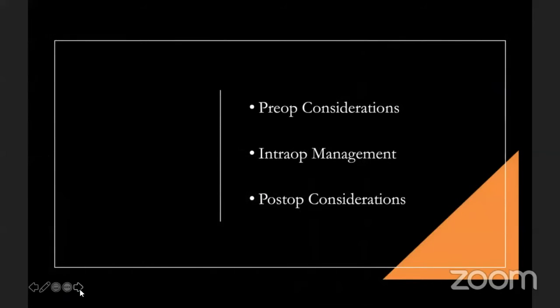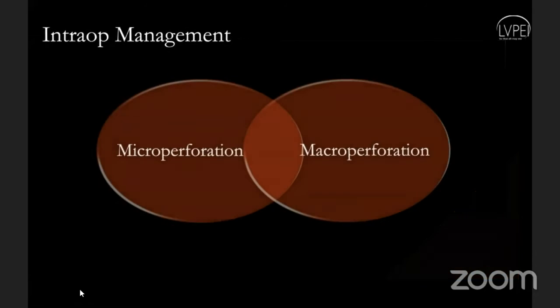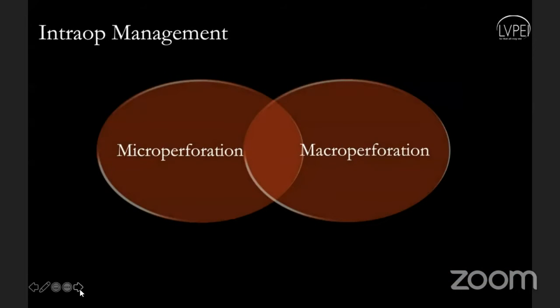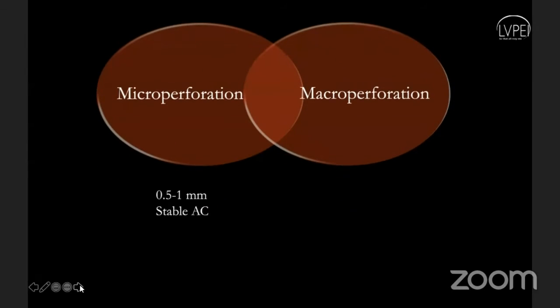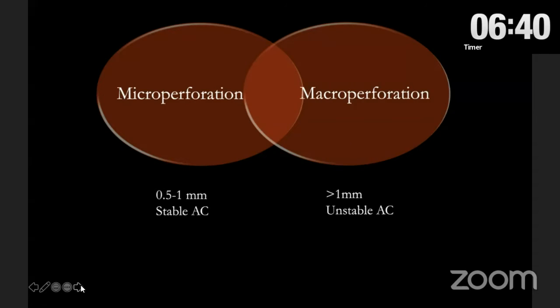Now, before we discuss the management of such perforations, let us have a brief look at the types of perforations that can occur. Microperforations are those that measure around 0.5 to 1 millimeter and are associated with a very stable anterior chamber, whereas macroperforations are larger than 1 millimeter and have an unstable anterior chamber. Usually, unless the microperforation extends, in all these cases the DALK can be completed, whereas in macroperforations it depends upon the stability of the AC. So a few of these cases can get converted to PK.